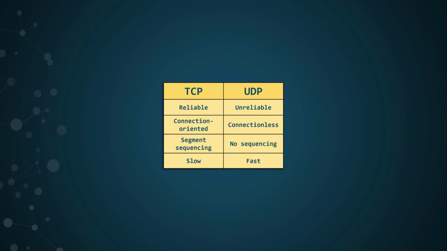So to summarize everything, we can see that TCP is reliable and UDP is not. We can see that TCP is connection-oriented and UDP is connectionless. TCP has segmentation and UDP doesn't. TCP is slower and has a much broader use, but UDP is much faster.